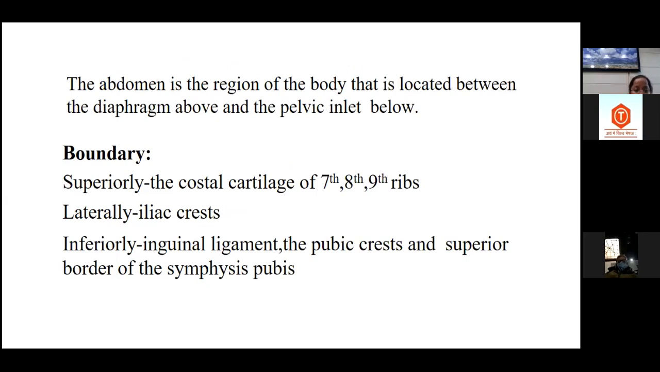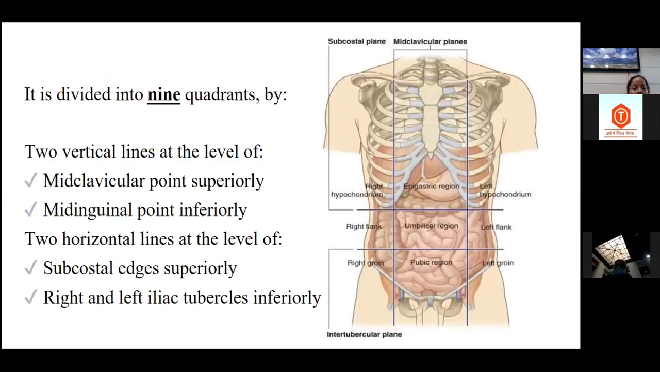The boundaries superiorly are the costal cartilage of 7th, 8th, and 9th ribs. Laterally, it is formed by the iliac crest, and inferiorly by the inguinal ligament, the pubic crests, and the superior border of the pubic symphysis. The abdomen is divided into 9 quadrants by 2 vertical lines that are at the level of the mid-clavicular point superiorly and the mid-inguinal point inferiorly, and 2 horizontal lines at the level of the subcostal edges superiorly and the right and left iliac tubercles inferiorly.